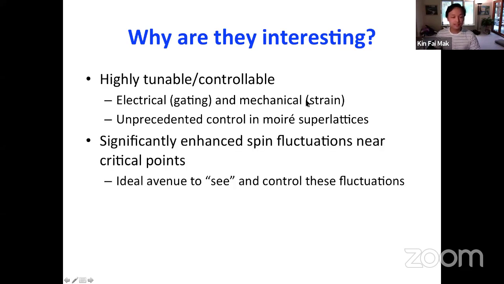The second reason why these systems are interesting is that in the 2-dimensional limit, compared to the 3D case for conventional bulk material, the spin fluctuations are significantly enhanced, especially near the critical points. This provides an ideal avenue for us to directly control and see these fluctuations in 2 dimensions. And not only thermal fluctuations, but hopefully we can also see quantum critical fluctuations of the spins once we go to 2 dimensions and enhance the degree of fluctuations. I'll give an example on this today.